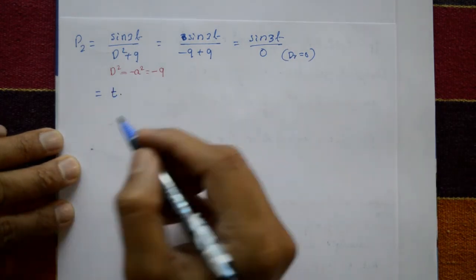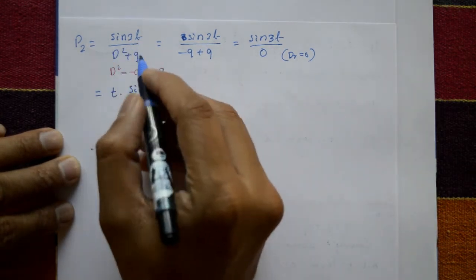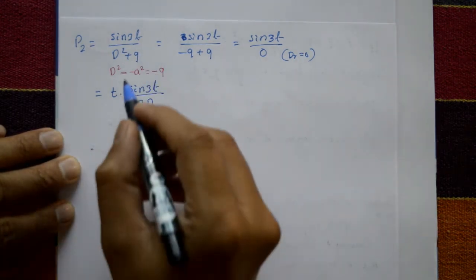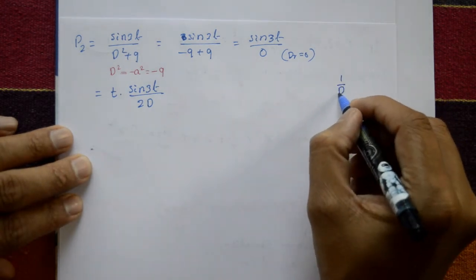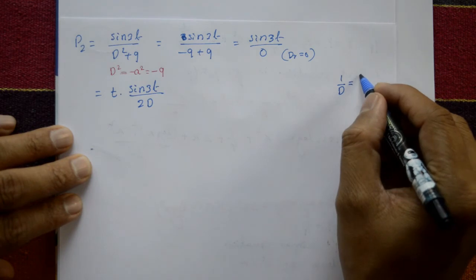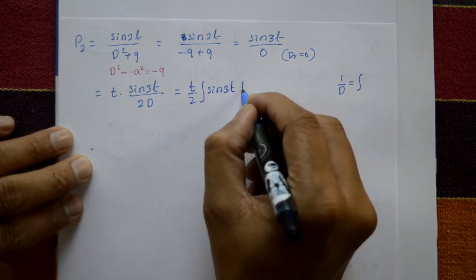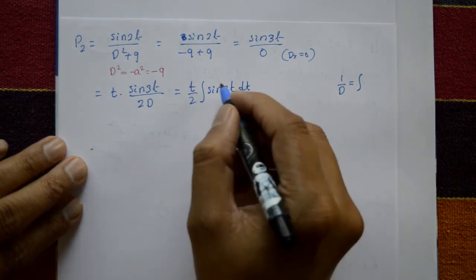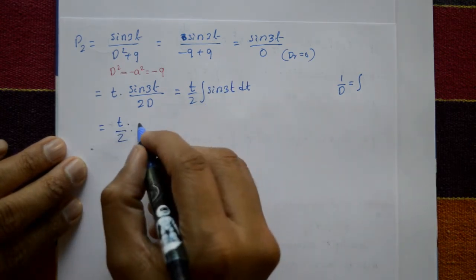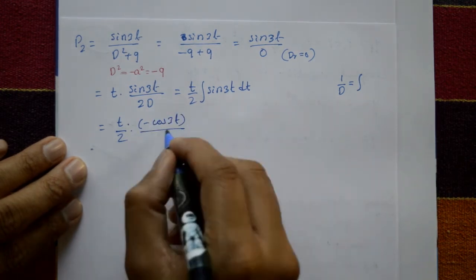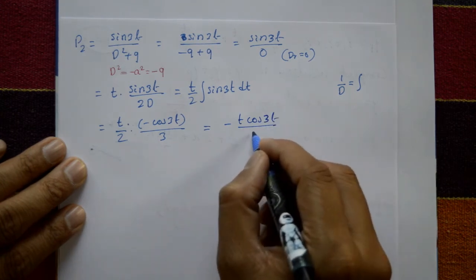When the denominator is 0, multiply by t and divide by f dash of D. f dash of D means differentiating only the denominator, which is 2D. Now D stands for the differential operator and 1 by D stands for the inverse operator, meaning integration. So this equals t by 2 times the integration of sine 3t with respect to t, which is t by 2 into minus cos 3t divided by 3, which equals minus t into cos 3t by 6. This is P2.